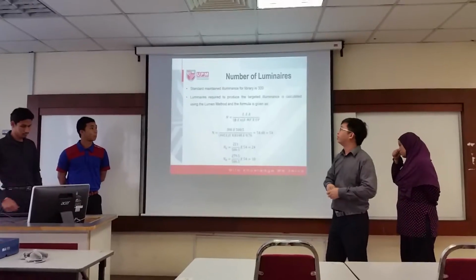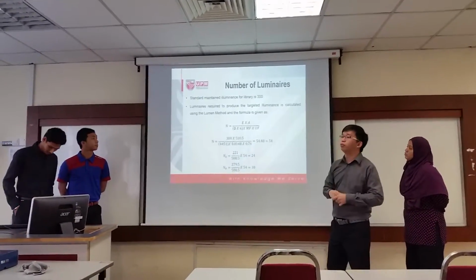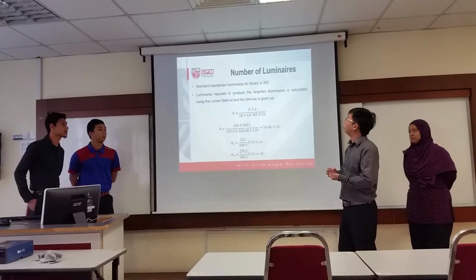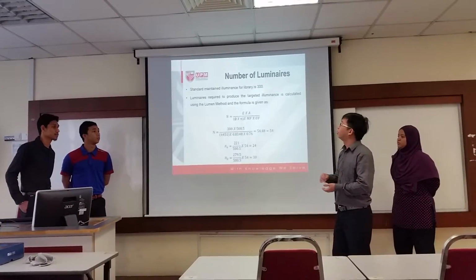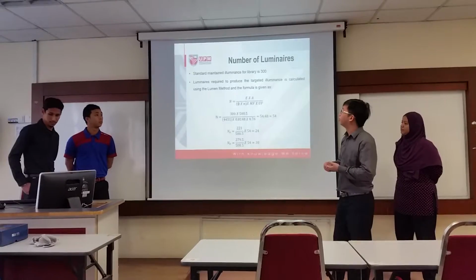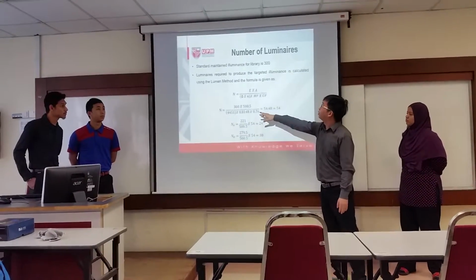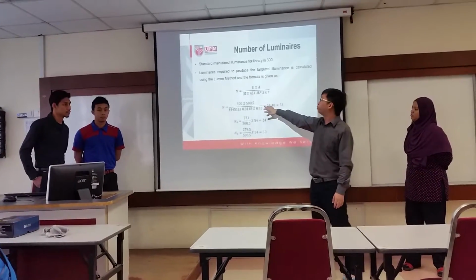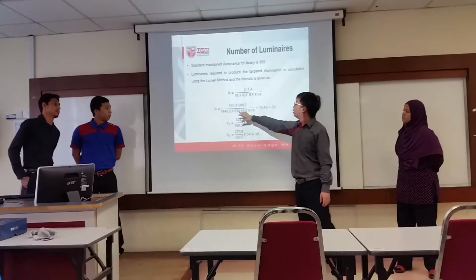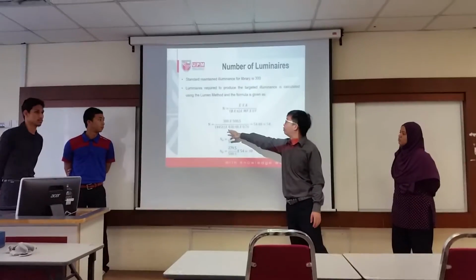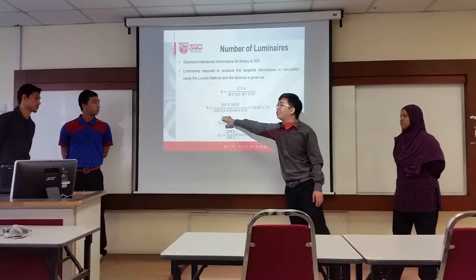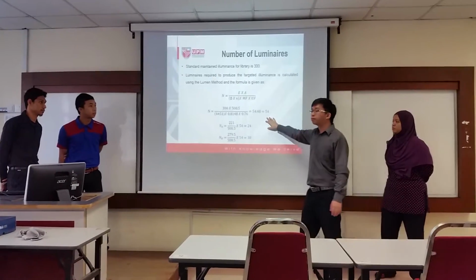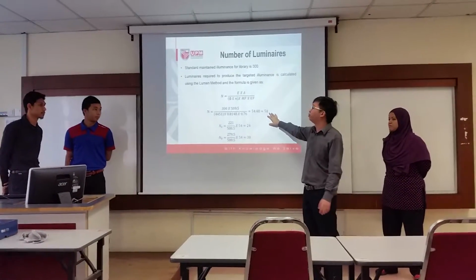Number of luminaires. This is how we get the number of luminaires. The standard maintained illuminance of the library is 300. To get the number of luminaires, we use the lumen method formula. As you can see here, 300 is the standard maintained illuminance, 500.5 is the total area of the two sections just now, and 4,251 is the lumens of each luminaire. With the maintenance factor and utilization factor, we managed to get the number of luminaires required, which is 54.